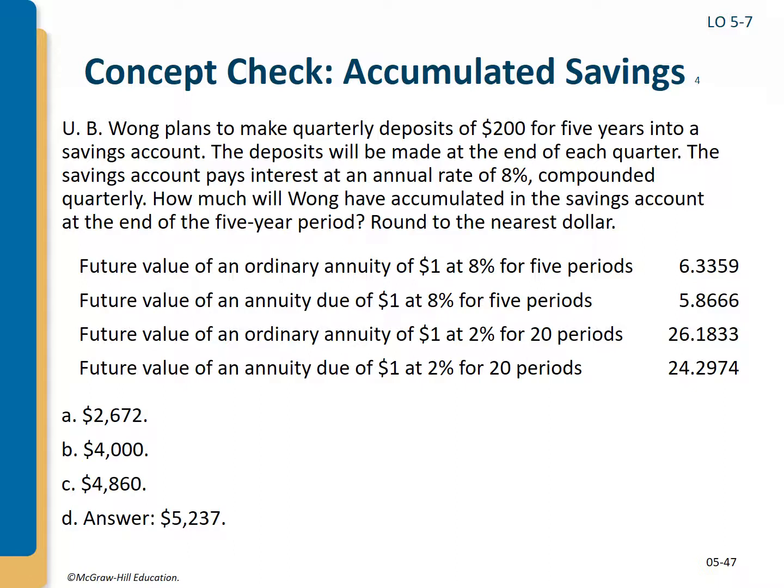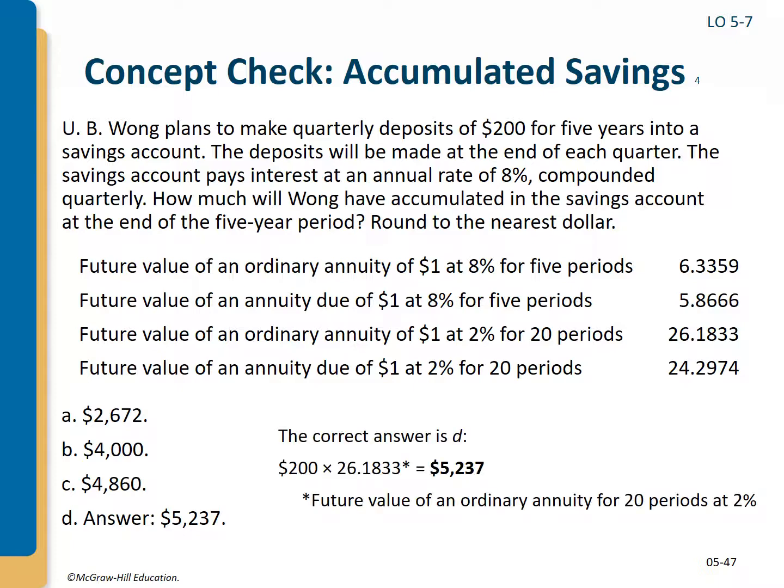So this answer key is wrong, ignore it. We're doing it right. So where you see 24.2974, that's the future value of an ordinary annuity. That's the correct ordinary annuity. And I double checked it in my calculator. So C is the correct answer. Ignore that.